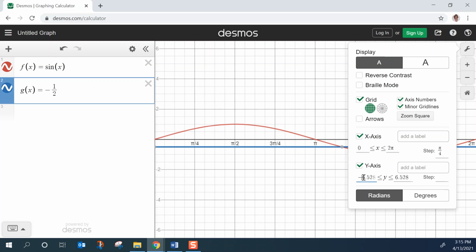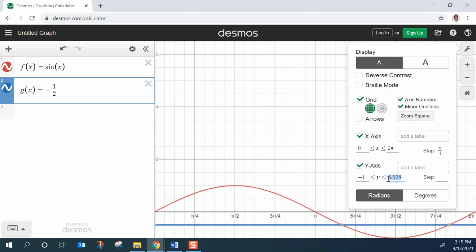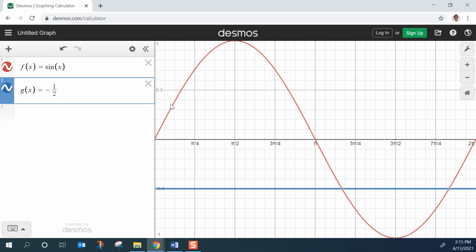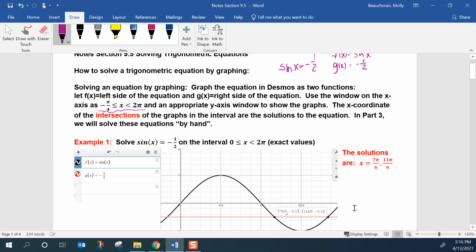The y-axis, make sure your graph fits. The sine max and min are negative 1 and 1, so we don't need to go to 6. Let's go from negative 1 to 1. And then now you can take a look. We've got our sine of x function, and we've got negative 1/2 graphed. And if you click on the intersection points, the x value shows you the solution. So what angles have a sine of negative 1/2? 7 pi over 6 does, and 11 pi over 6 from the graph. So the solutions are 7 pi over 6 and 11 pi over 6.